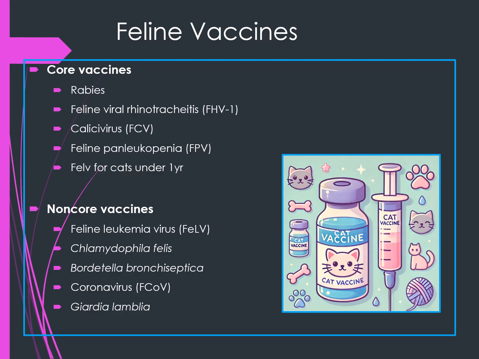Non-core vaccines for felines include FELV or feline leukemia virus, chlamydia felis, which is a bacteria that causes upper respiratory infections in cats, Bordetella bronchoseptica, which is the bacteria responsible for kennel cough in cats, feline coronavirus, which can lead to FIP, and Giardia lamblia, which is a protozoal infection.